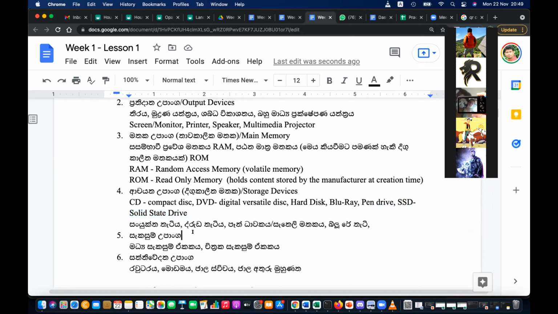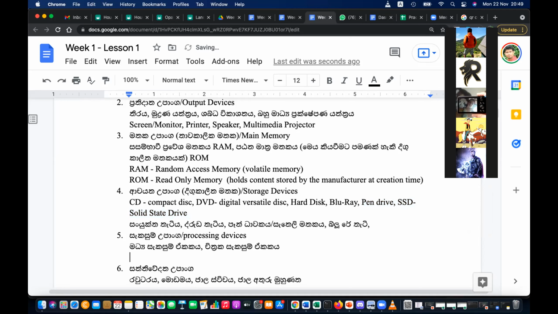Okay, then the fifth component is processing devices. Actually, two kinds of processing devices are there nowadays. In computers, there are two kinds of processing. The first one is called CPU. The other one is, what is the second one? GPU. Yes, correct. The first one is CPU, which is called Central Processing Unit. The second one is called GPU. It is Graphic Processing Unit. Yes, correct. Two processors. Which is better? CPU or GPU?